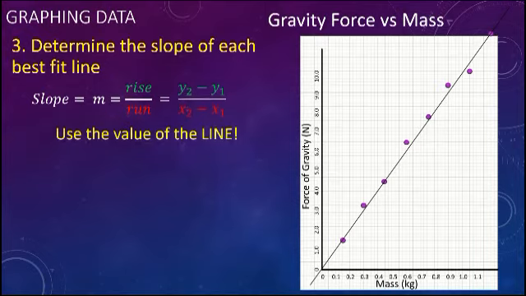And to find that, you're going to pick 2 points. You're going to compare those 2 points, right? So when we say y2 minus y1, what that means is whatever point we pick to be y2, we're going to subtract it from the value of y1. Same thing with our run. Whatever point we pick to be 2 is going to be the x value minus the x value of 1. And again, we're going to use the line. So pick 2 points.